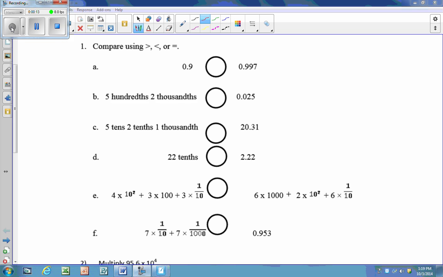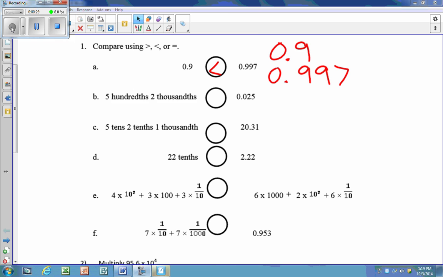So as we said before, we always stack our numbers to compare. So on the side, I would stack my numbers to make it easy to compare. And once I do that, I can see that 997 thousandths is bigger than 9/10. If I don't see it right away, I can put in my zeros so that I can see it.